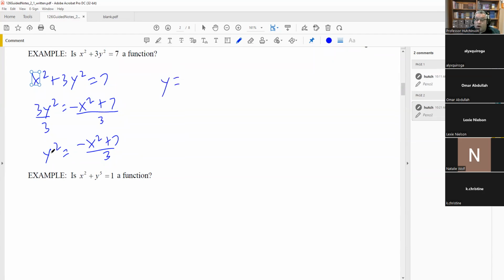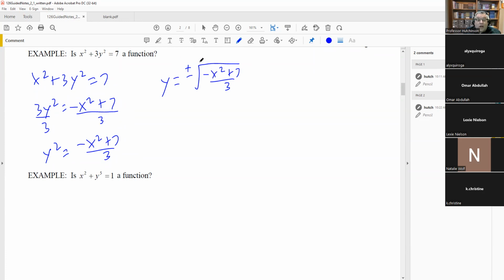Now, because there's a square here, it means that we have to take the square root. And whenever you take a square root of something, remember you always get plus or minus. Every time you take a square root of something, no matter what it is, you always will get plus or minus. So I get plus or minus the square root of negative x squared plus 7 over 3.